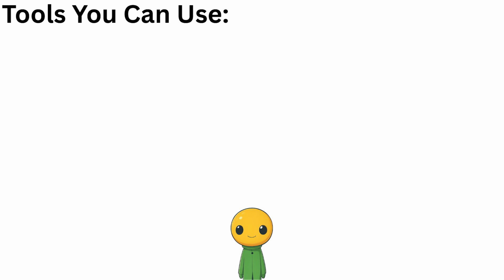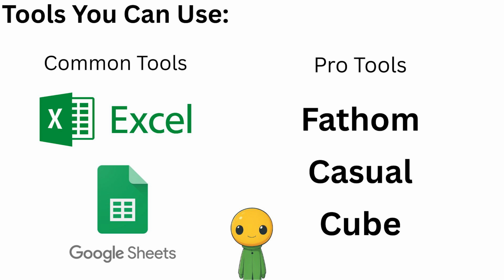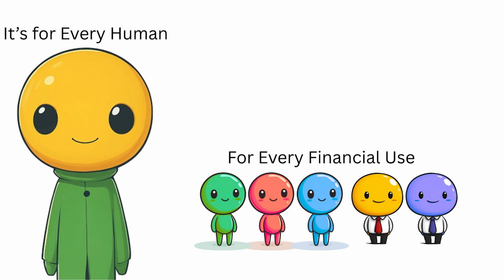You don't need fancy software to get started. Most models are built in Excel or Google Sheets, but there are modern tools too, like Causal, Cube, and Fathom, that make modeling more visual and easier to use. It's not just for Wall Street pros, it's a powerful tool for anyone making smart money decisions.